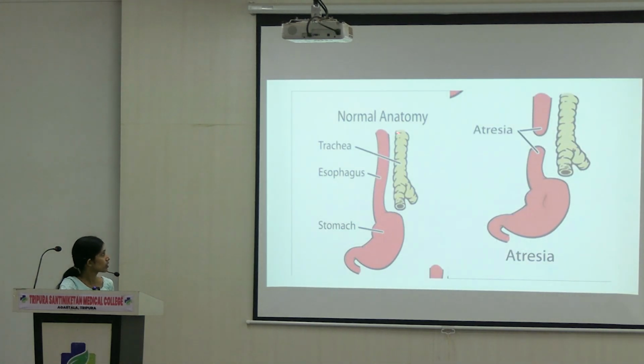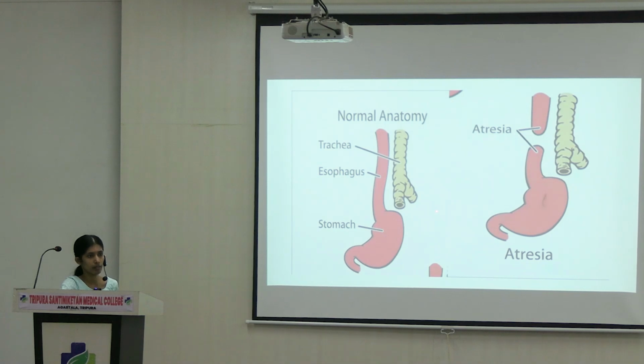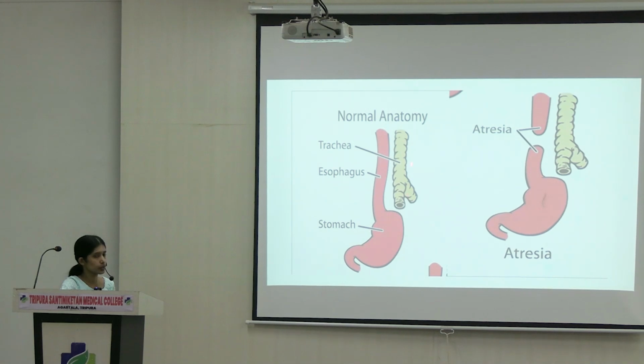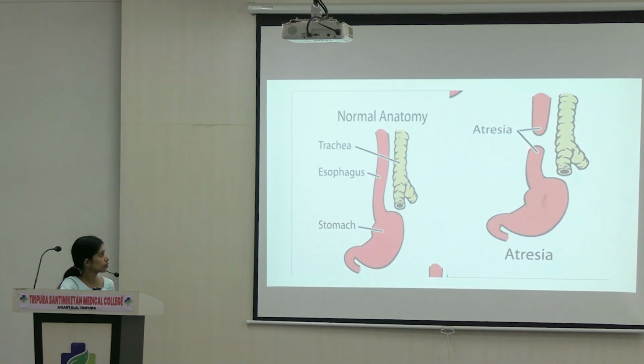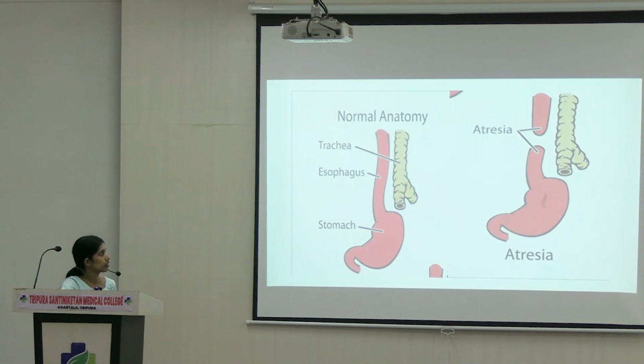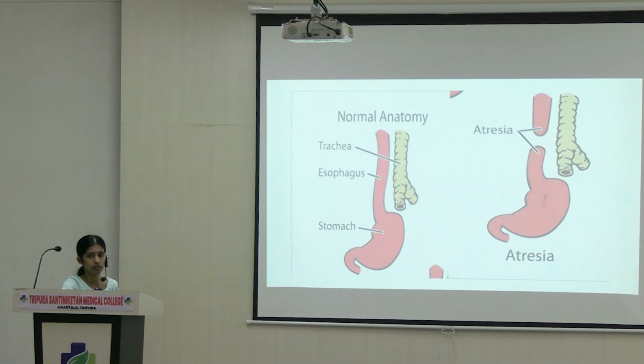Look at this. This is how the normal anatomy of the developing esophagus and stomach will look. We have seen the development of the esophagus and also the trachea, followed by the stomach. But here you can see the failure of recanalization in the development of the esophagus. This is the esophagus. So the failure of recanalization leads to a condition called atresia.